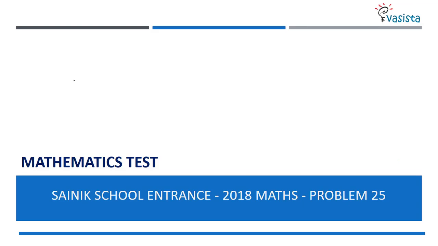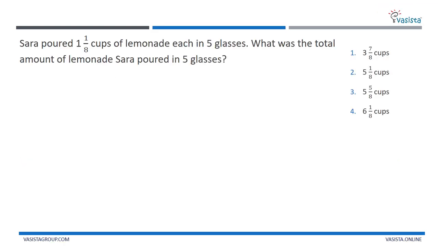Fine, let us start solving problem number 25. Sara poured 1/8 cups of lemonade each in 5 glasses. What was the total amount of lemonade Sara poured in 5 glasses? So that is the total we are supposed to find here.